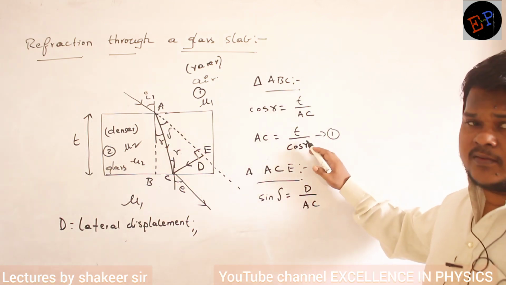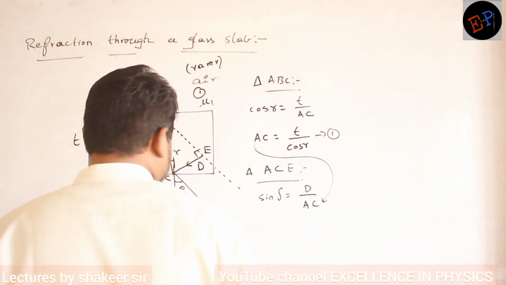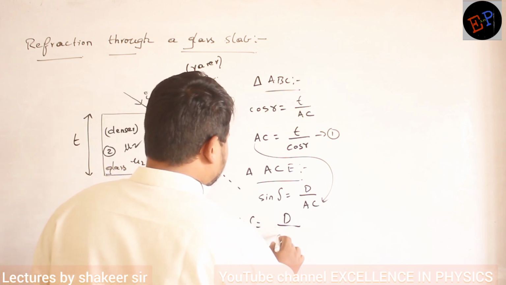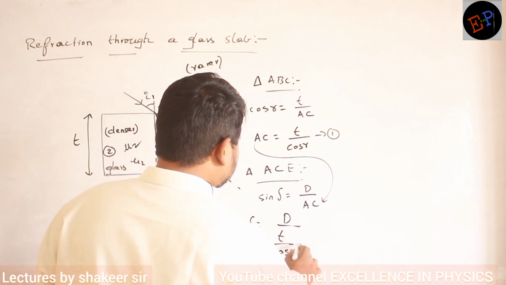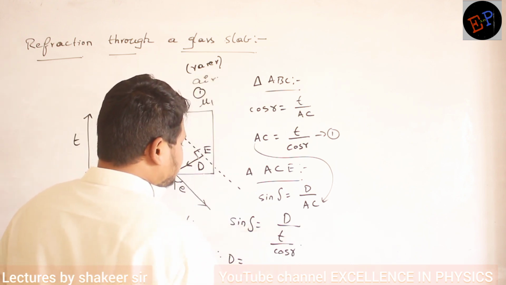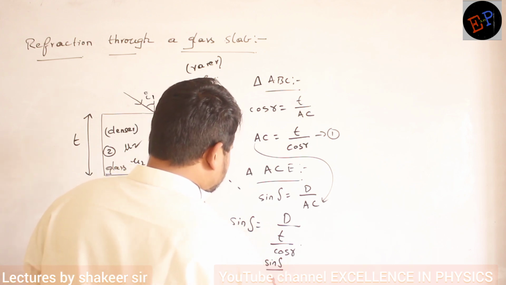Now AC I have already calculated, no? So take this AC and substitute here. If I substitute here, let us see what I will get. Then sin delta is equal to D divided by T divided by cos R. Are you able to understand? I want D only. So therefore D is equal to T sin delta divided by cos R.